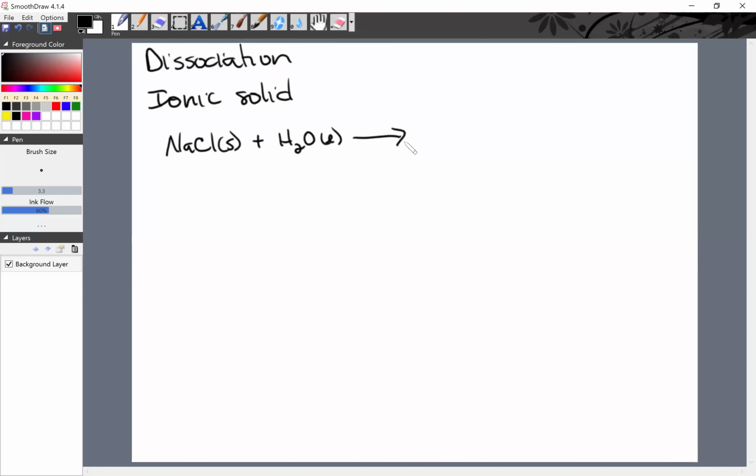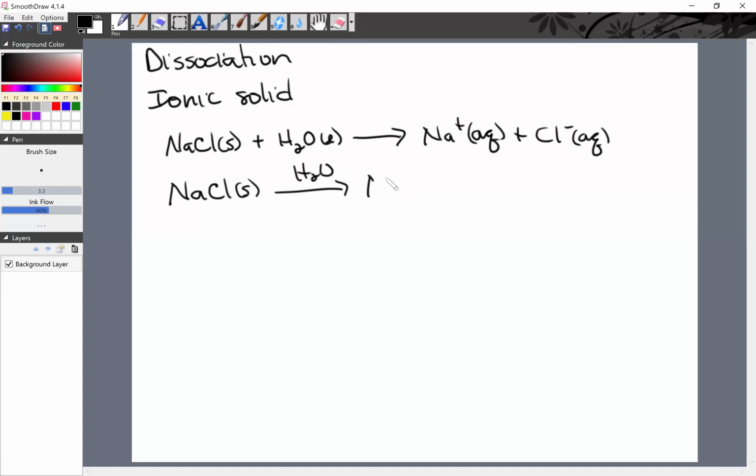Now, there is no reaction. It literally is just sodium ions, now floating around in water, plus chloride ions floating around in water. There is no reaction. It literally is being dissolved. So this is also okay to write. I'm going to put the water above the reaction arrow just to show that it's the solvent that's doing the dissolving. And that's it for dissociation. It doesn't matter what ionic solid you start with, you just break it up into its parts.